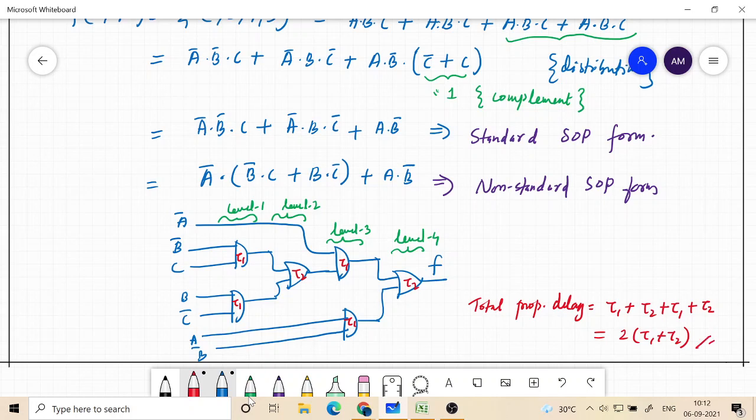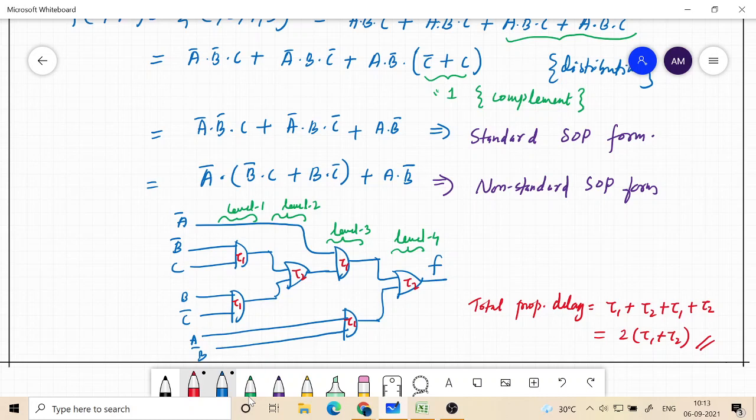So if the 2 input AND gate has a delay of tau 1, and the OR gate also has a delay of tau 2, then 2 times tau 1 plus tau 2 is the total delay of this circuit to generate the function after giving the input.